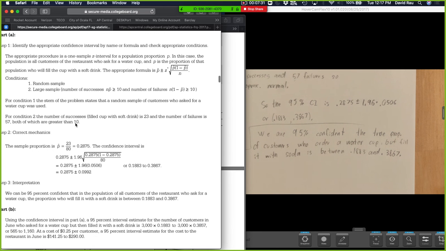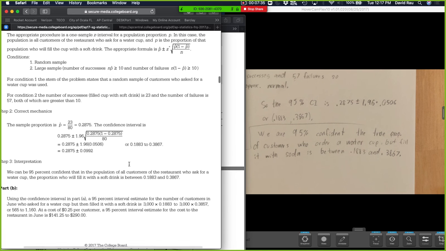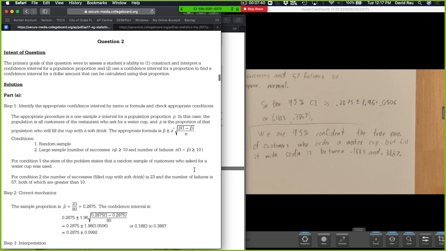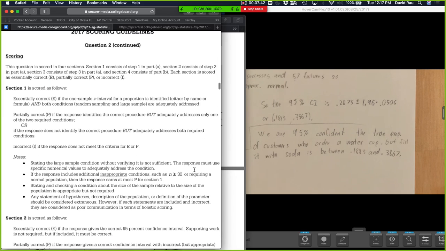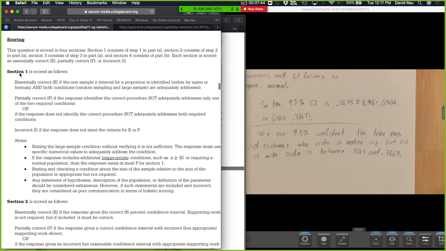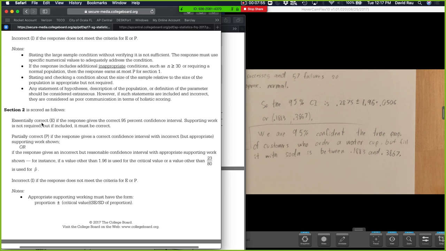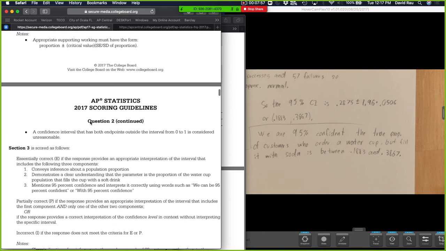All right? Now from there, I formed the interval correctly. I got the correct responses, and then I also interpreted it correctly. Right? And so also always break down the scoring section. You can see essentially section 1 were those conditions. Now honestly, I got an incorrect because I just skipped over it completely. Section 2, I got an E the first time around. I know I did the interval correctly.